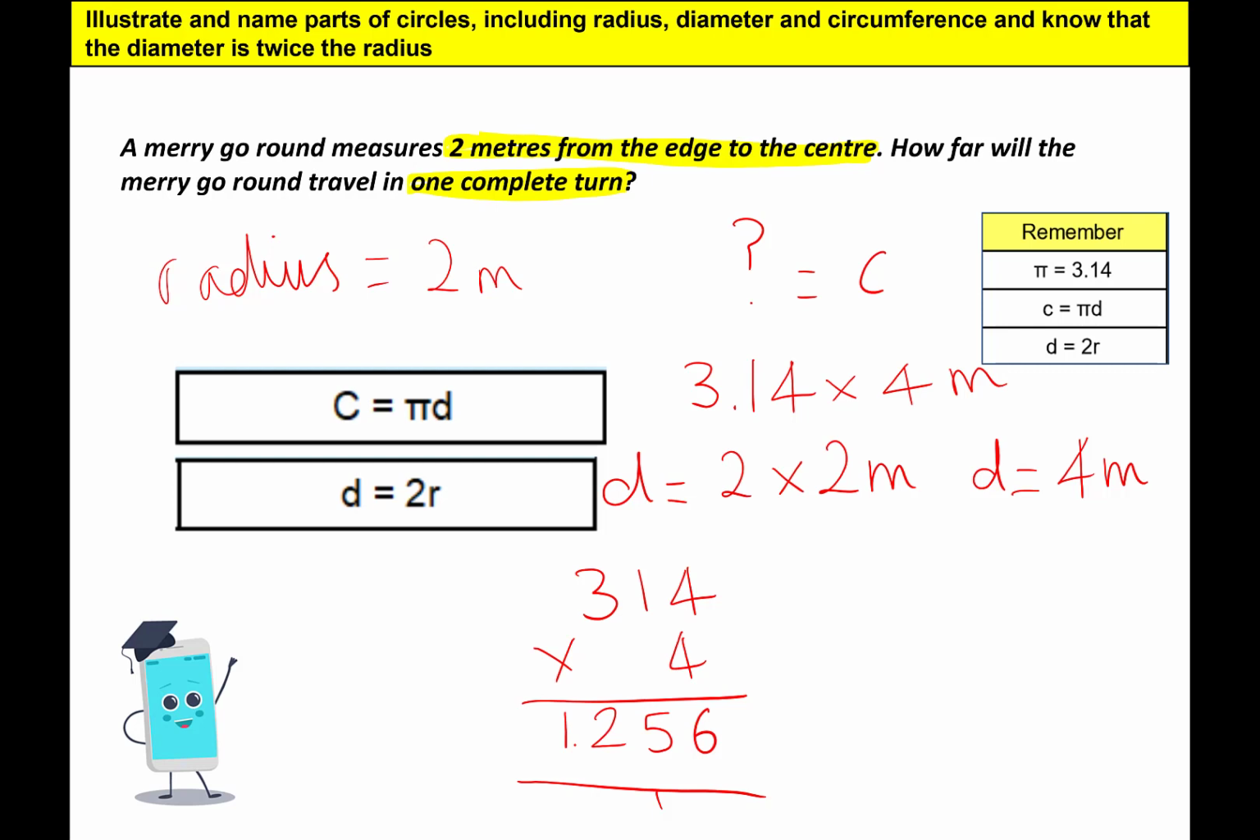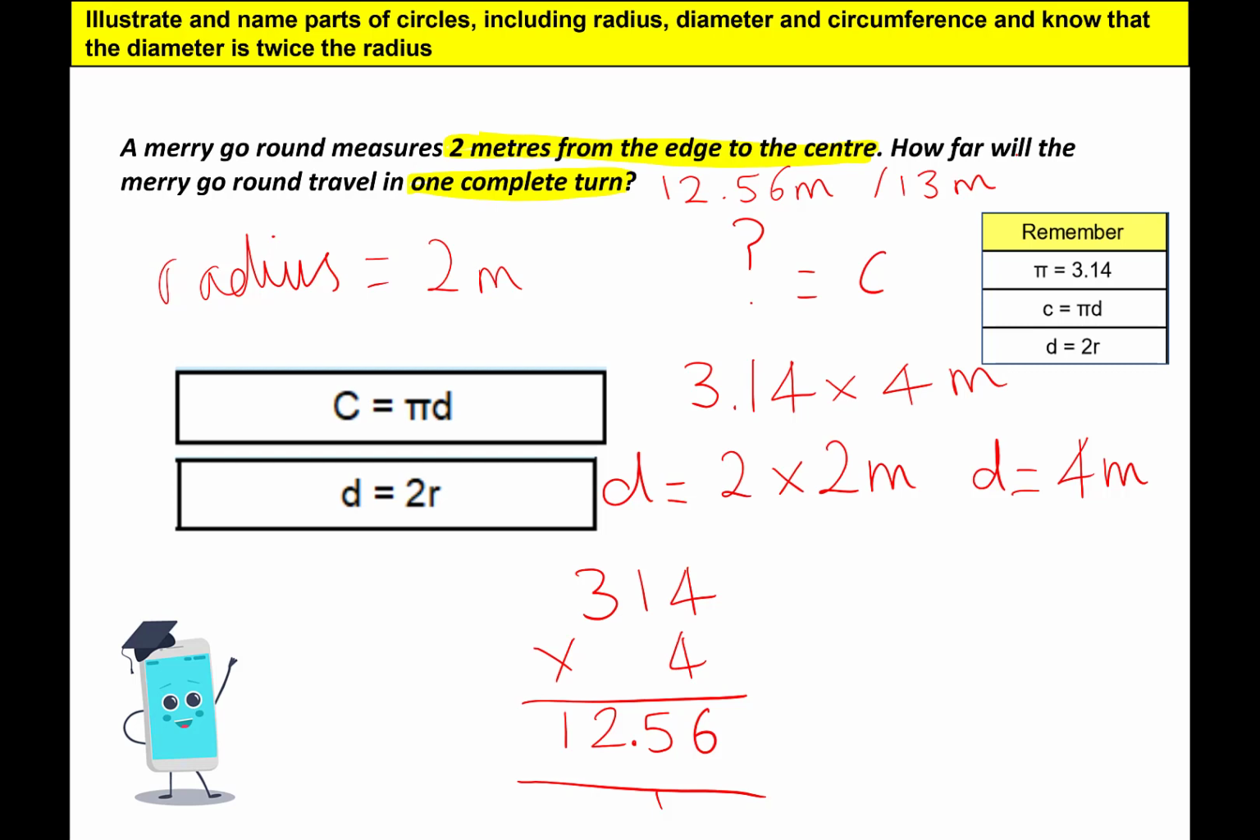I want to make that 100 times smaller now. I'm simply going to count in from where the decimal point is now after the 6, and I'm going to count in 2 spaces. So it becomes 12.56. So my answer is 12.56 meters. If I needed to round it to the nearest meter, it would be 13 meters.